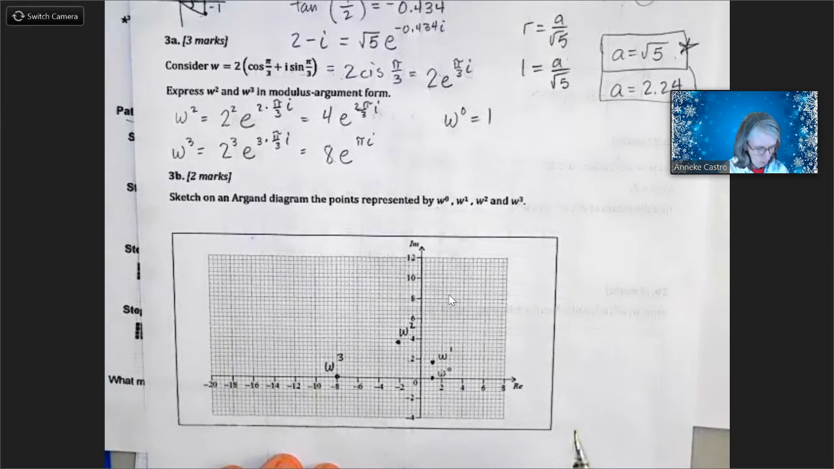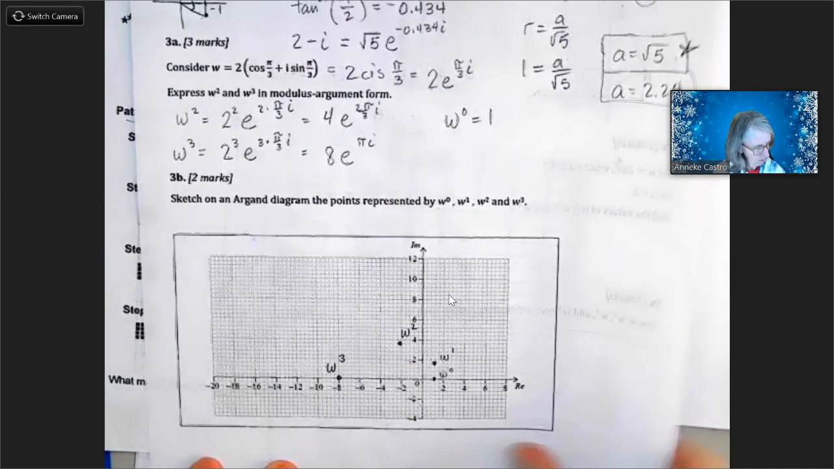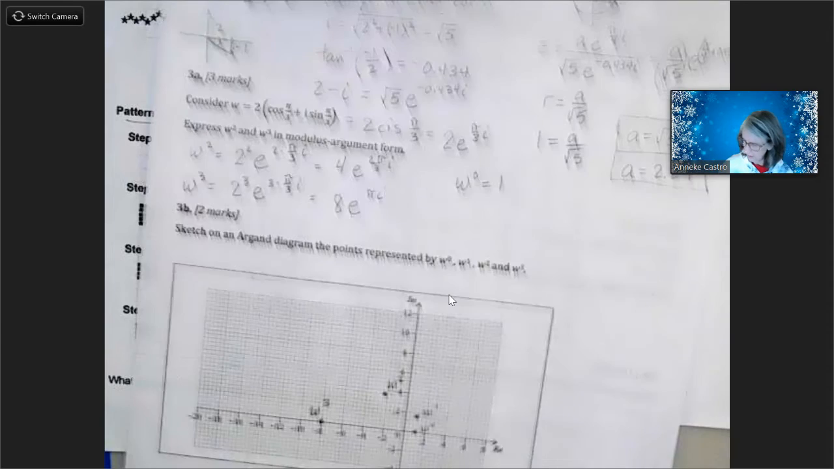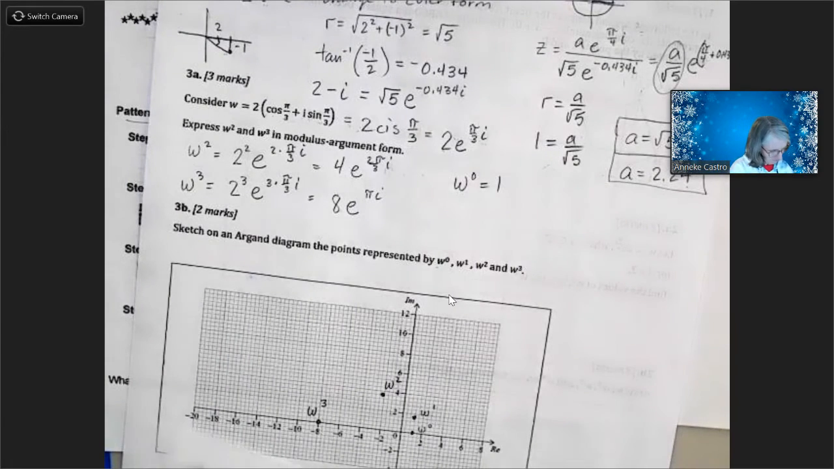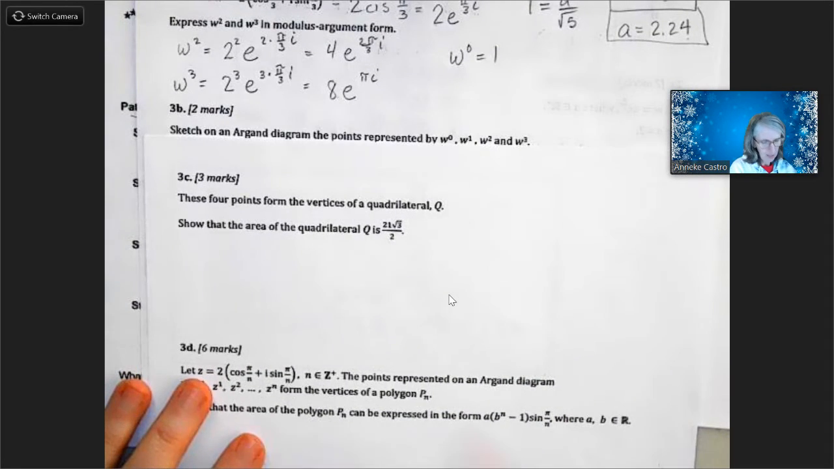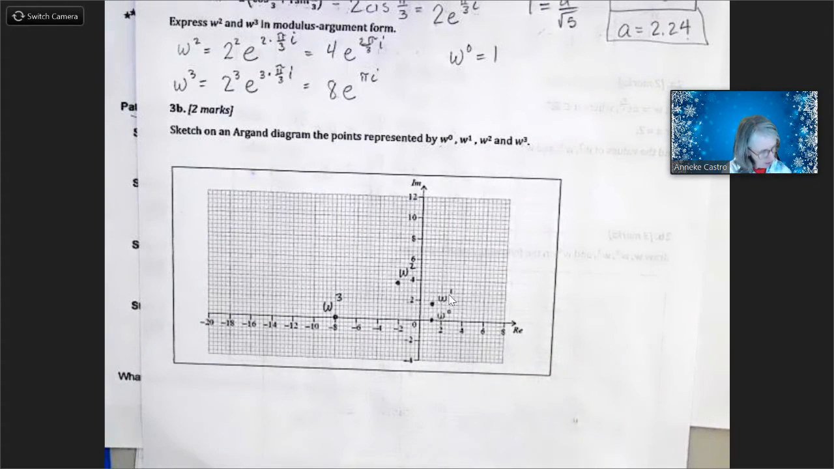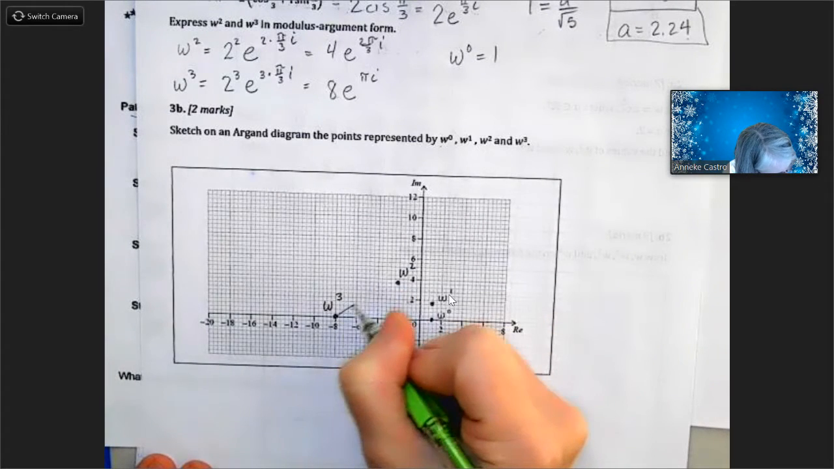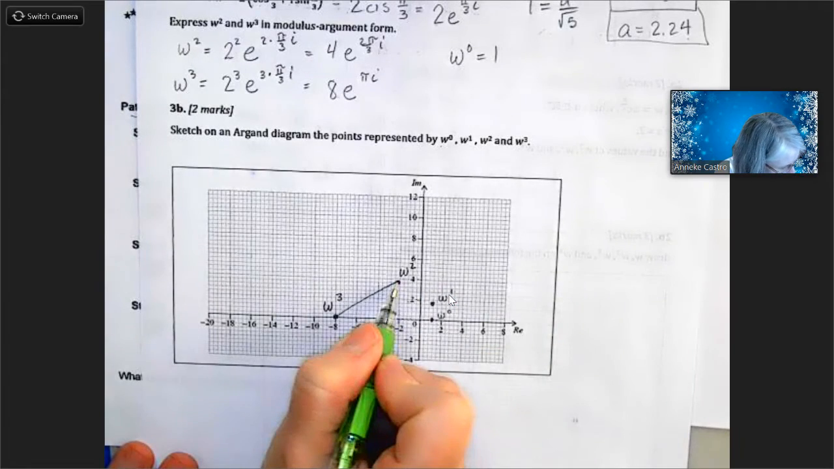And now, though, they want us to form a quadrilateral. So here's the next part. Where's that other paper? Here it is. These 4 points form the vertices of quadrilateral Q, and we want to find the area. And they tell us what we should get, so that's nice. It's always nice to know where we're headed. Okay, so I am going to connect these. These are going to be my vertices.